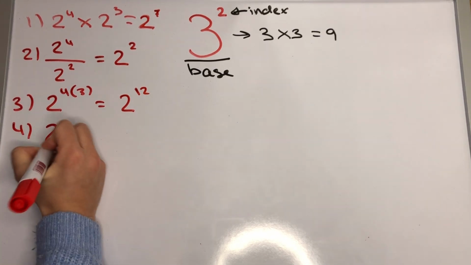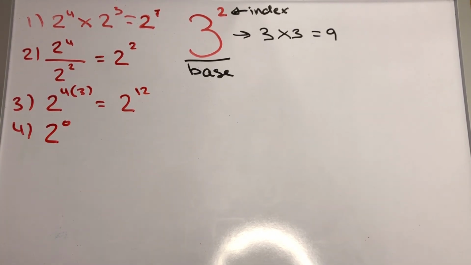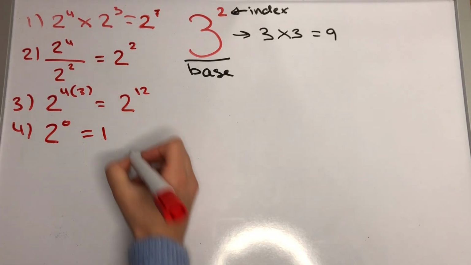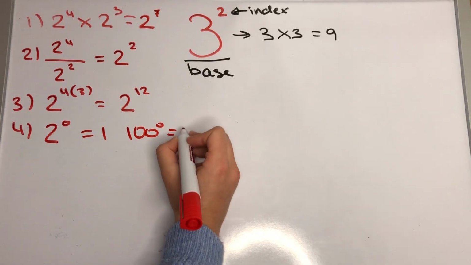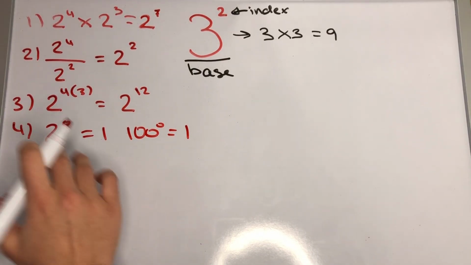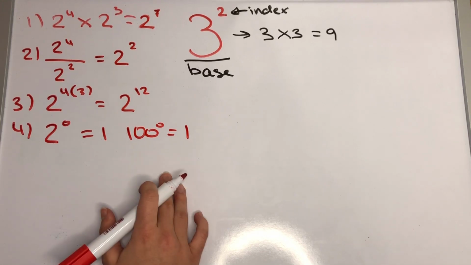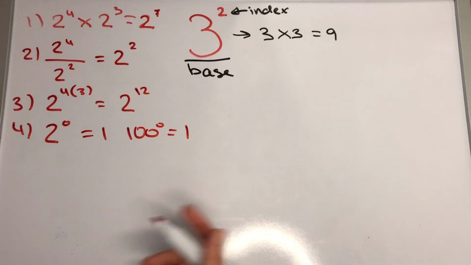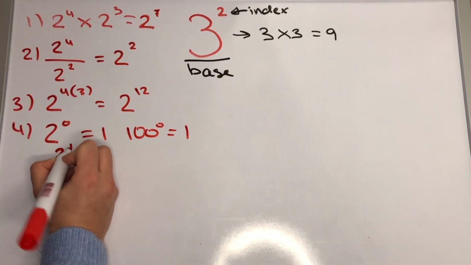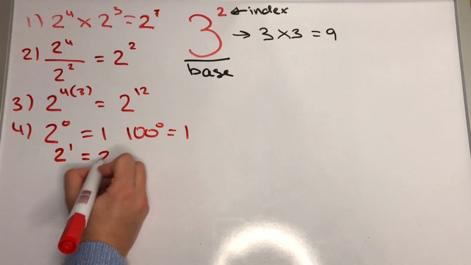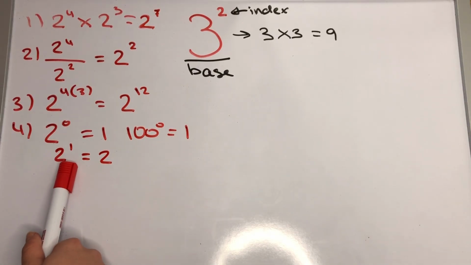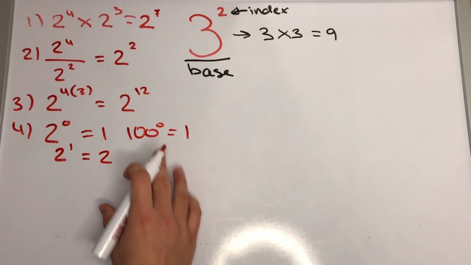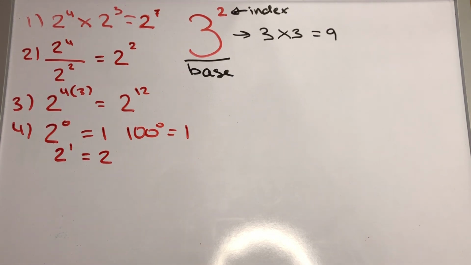Now for the fourth one, 2 raised to the power of 0, the answer will always be 1. It will always equal 1. Doesn't matter, I could have 100 raised to the power of 0, and that will still equal 1. And in addition, this is not mentioned in the rules, but this is an index rule: anything raised to the power of 1 will be the base itself. Because this essentially means 2, well, multiplied only once, so that will just be 2. And that goes for any other number, not just the number 2.